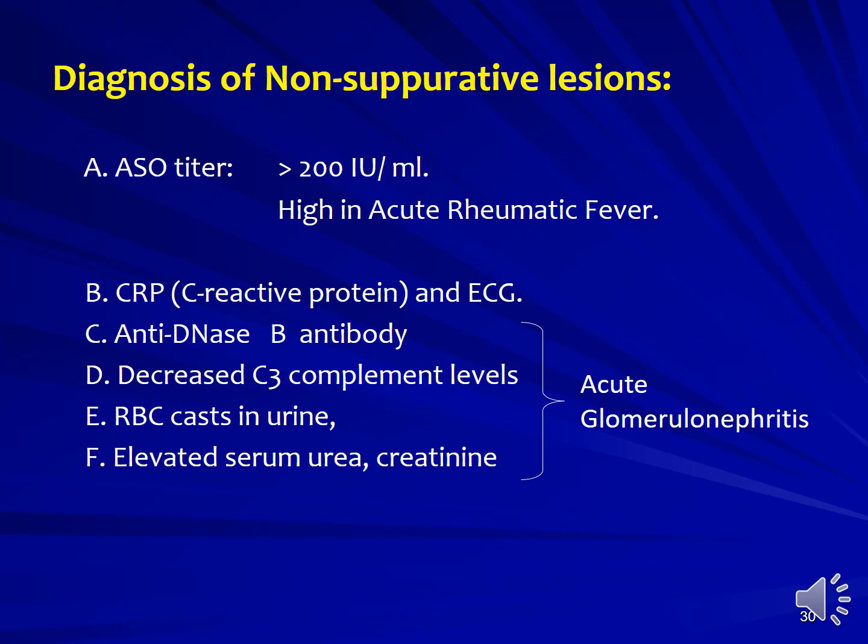Other diagnostic features of this one: one is the ASO titer. If the titer is more than 200 international units per ml, that's indicative of acute rheumatic fever or streptococcal sore throat. C-reactive protein is also increased, as in any kind of inflammatory process, and ECG findings have to be seen. Anti-DNase B antibodies, decreased C3 complement levels, RBC casts in urine, and elevated serum urea and creatinine are the diagnostic features of acute glomerulonephritis.